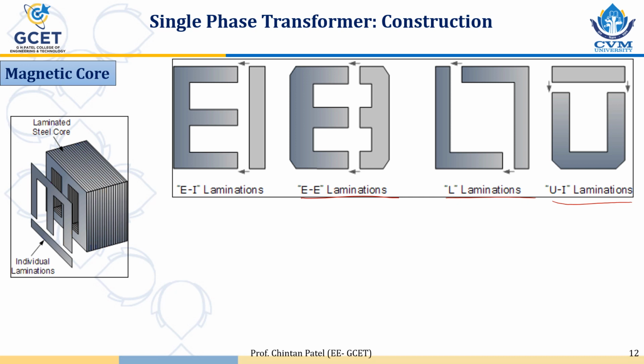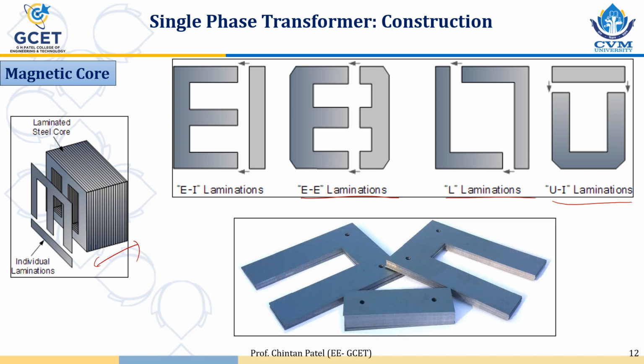And you can see here many numbers of E and I type laminations are taken together, they are assembled together, and we will have a thick core. But remember, each lamination is insulated from each other. So there is an insulation between two consecutive laminations. So electrically, these laminations are isolated, magnetically, they are connected.